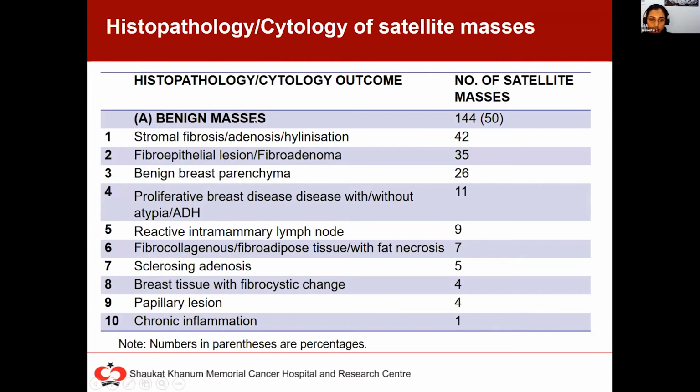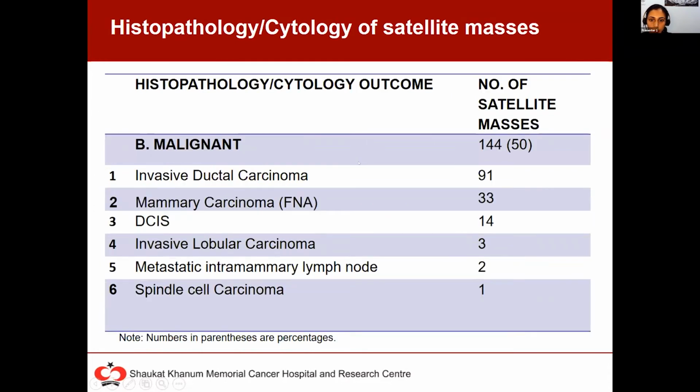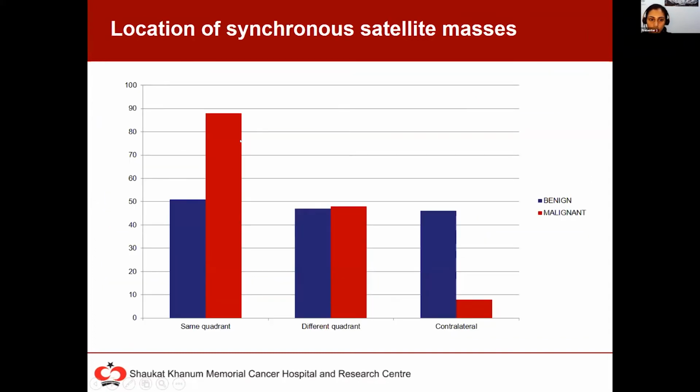This table shows the occurrence of various benign entities. We can see that the larger number of satellite masses were stromal fibrosis or fibroepithelial lesion. In this table, we can see that out of 144 malignant masses, 91 turned out IDC. This bar graph shows the location of synchronous satellite masses. We can see that 88 of the malignant masses were in the same quadrant, while there were 8 masses which were in the contralateral breast.